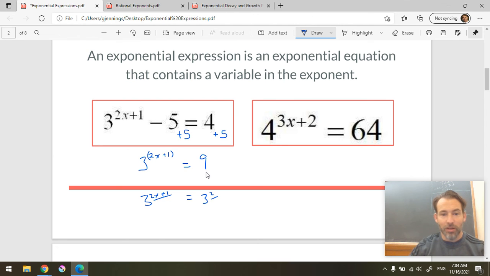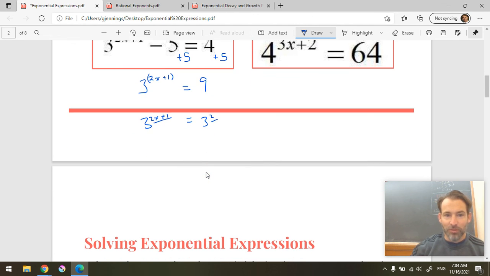So let's go down here, and then we will solve it. So if 2x plus 1 equals 2, then x equals a half. When I say that, I mean you do your inverse operations and you say 2x plus 1 equals 2. Subtract 1 from both sides. 2x equals 1. Some number that when multiplied by 2 gives me 1. Well, that's x equals 0.5. X equals 1 over 2.